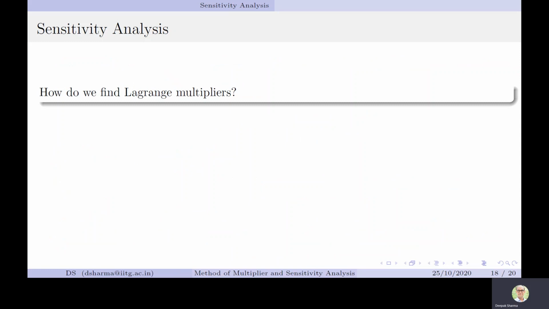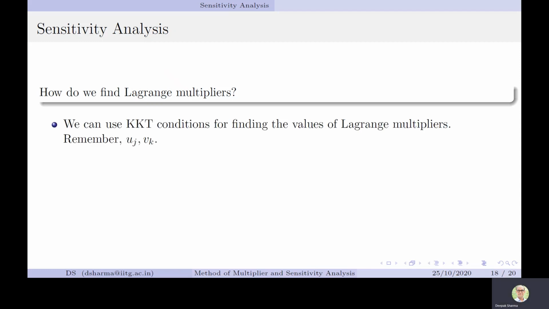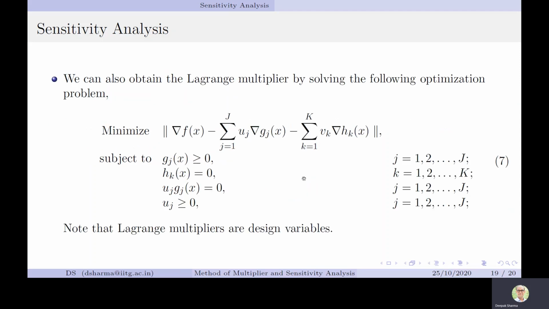Now the question is, since the Lagrangian multipliers are important for us, how do we find them? If the KKT conditions can be solved, we can find the Lagrangian multipliers. So it is easy. Second, I can use the method of multipliers. And finally, the optimum solution we will get at the last. I can find these Lagrangian multipliers Uj and Vk in terms of R, sigma j and tau k. There is another way to obtain the Lagrangian multipliers, by solving an optimization problem.